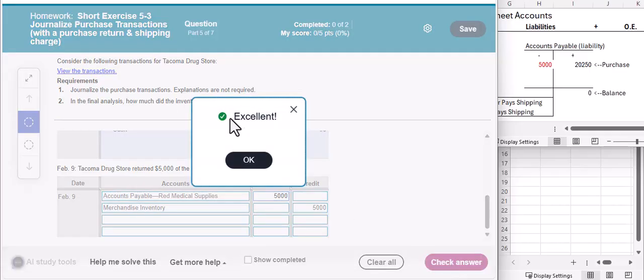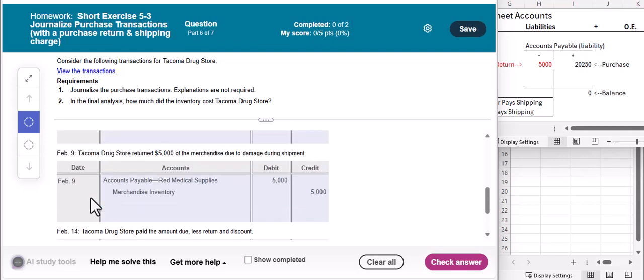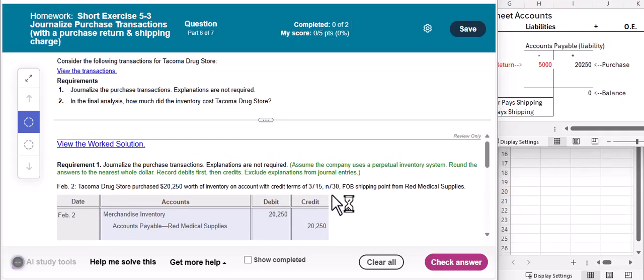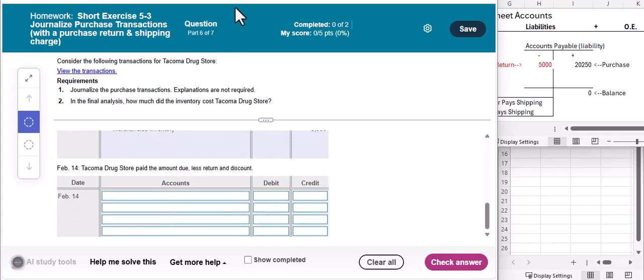Excellent. Okay, now it is February 14th. So Tacoma Drugstore paid the amount due less the return and discount. So let's make sure we're getting that discount. We bought the inventory on February 2nd, and now it is February 14th, so that is 12 days later. That is within that 15-day period, so we will be getting that 3% discount.